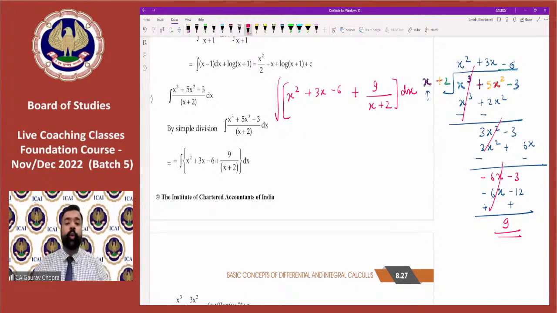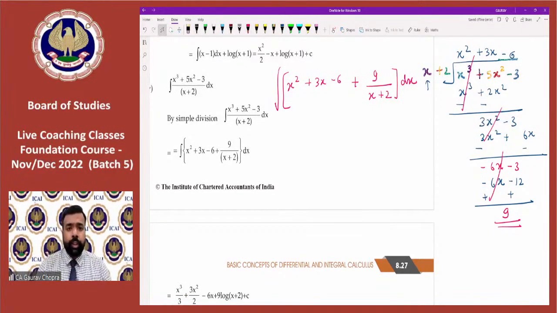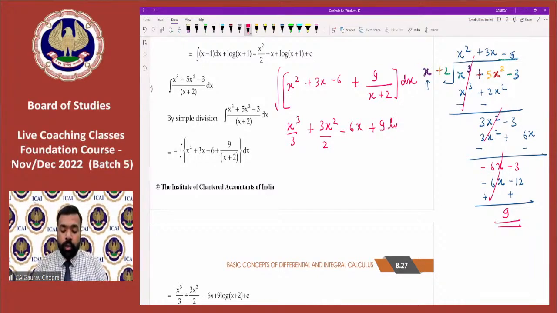Now it becomes easy to integrate. The first step was division, and after division, now we can easily integrate them. So let's do this. x square will become x cube upon 3. 3x will become 3x square upon 2. Minus 6 will become minus 6x. Then 9 is a constant, it will remain as it is. Now 1 upon x plus 2. Whenever the 1 upon x formation is there, we have to use log. So it is log of x plus 2. And at last, adding the constant c.